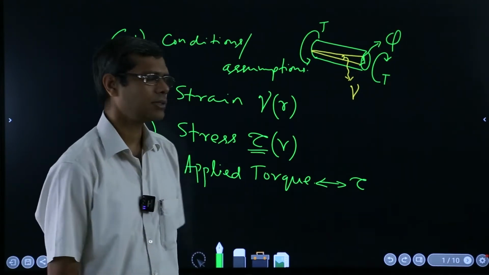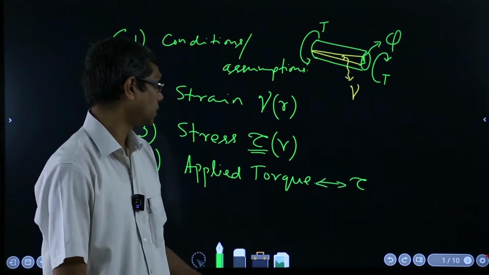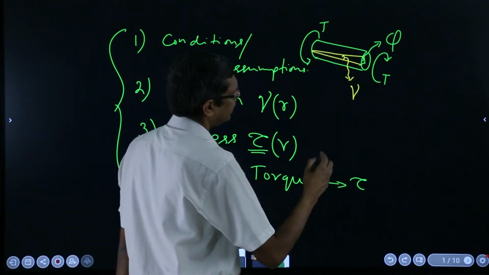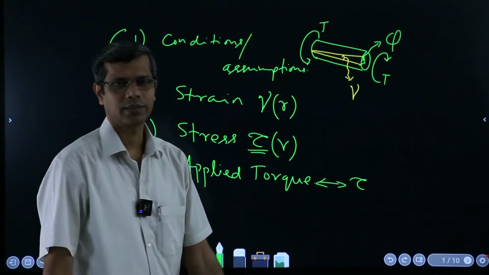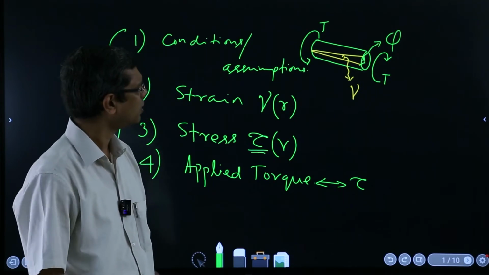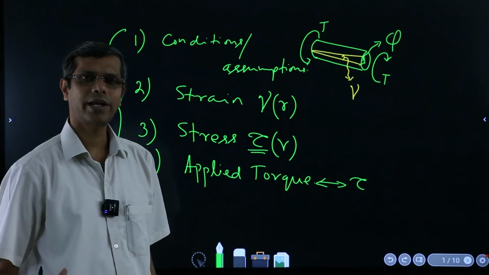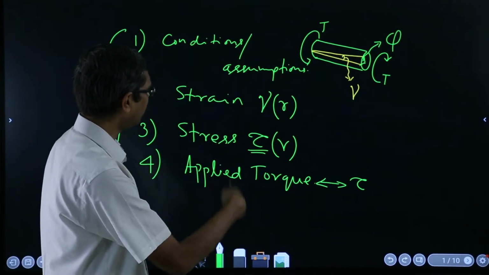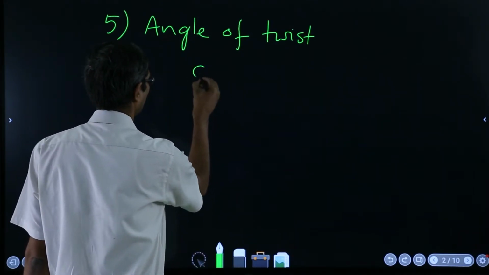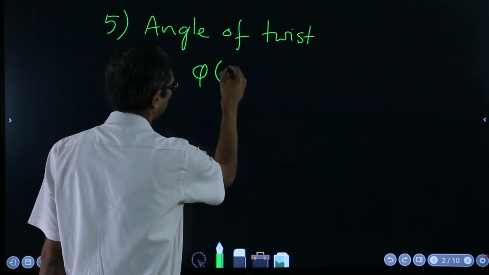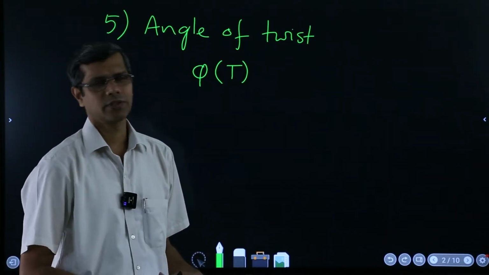Earlier, that was assumed to be a given constant phi. Though we also talked about how phi will vary with respect to length and radius, for a given torque, length and a given shaft, we considered phi to be known, and then we discussed everything. Now our job is to find phi as a function of the torque that we apply, because that's a very important question.